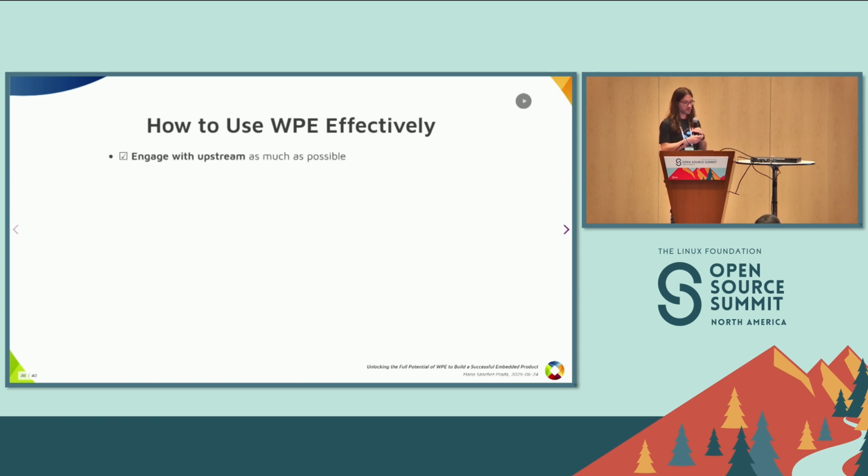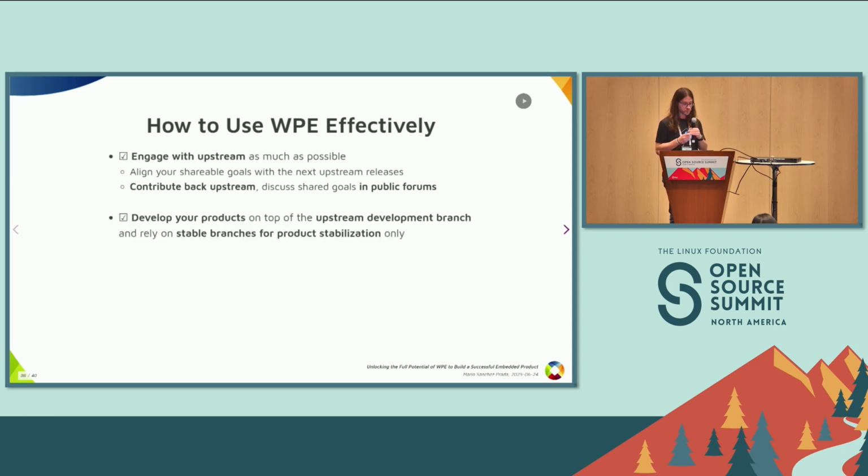The first one is, in case it was not clear, engage with upstream as much as possible. Try to align your goals with the upstream releases, the upstream roadmap. Try to get into the mindset of contributing back upstream as much as possible, quality patches, and engage with the community and discuss and get feedback. And do that all in public forums as much as possible.